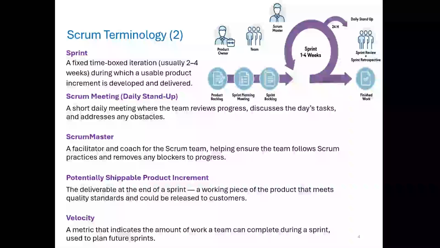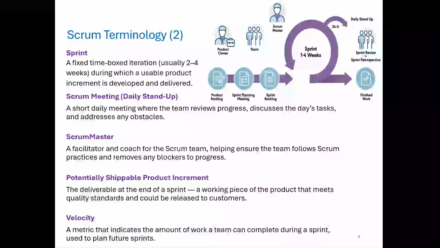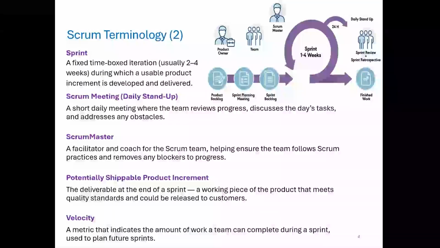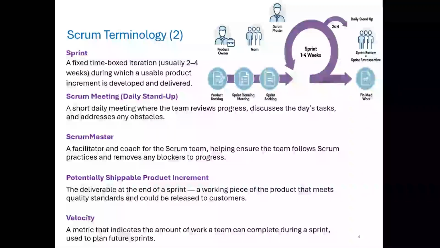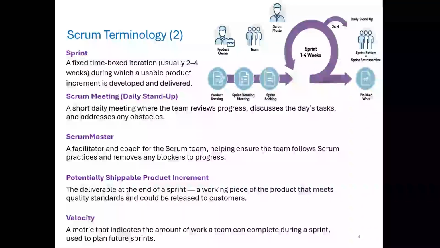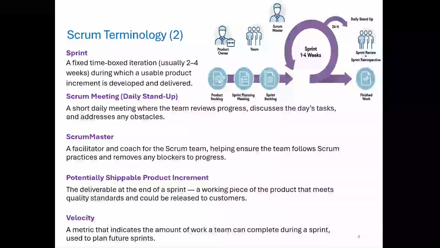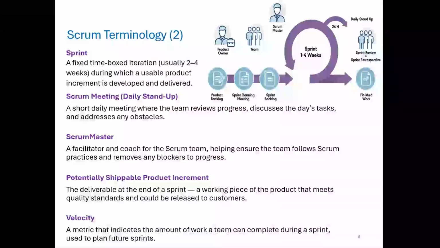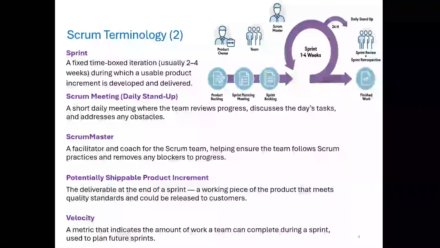Velocity is a measure of how much work a team can handle in a sprint, typically based on story points or completed backlog items. It's used for planning future sprints, helping teams estimate how much they can realistically commit to. So velocity isn't about pushing teams to go faster. It's about forecasting and pacing. Stable velocity helps teams make reliable delivery promises.